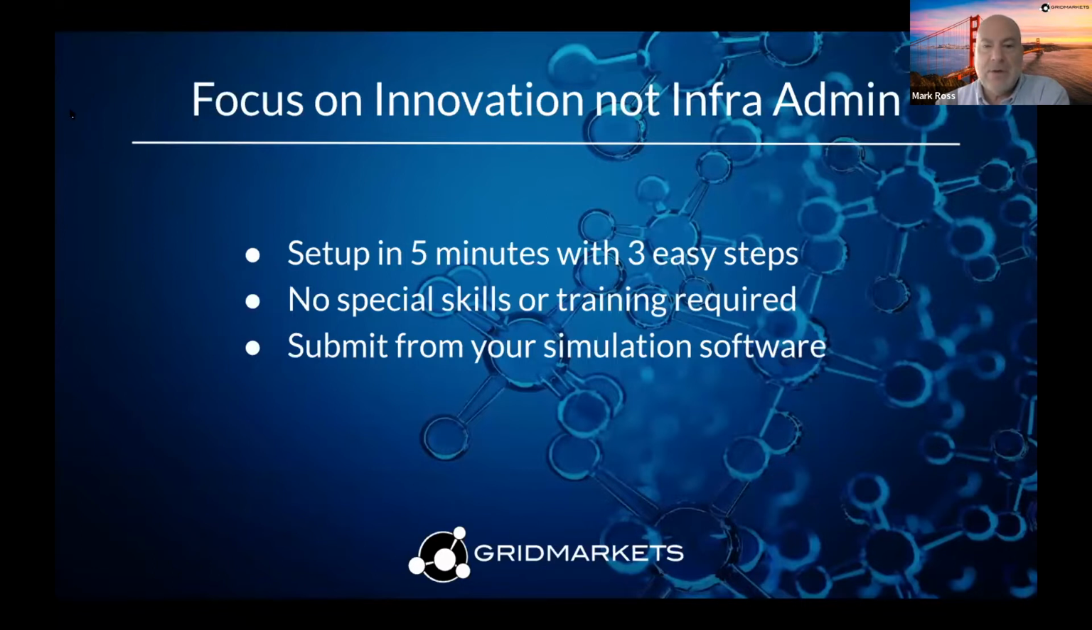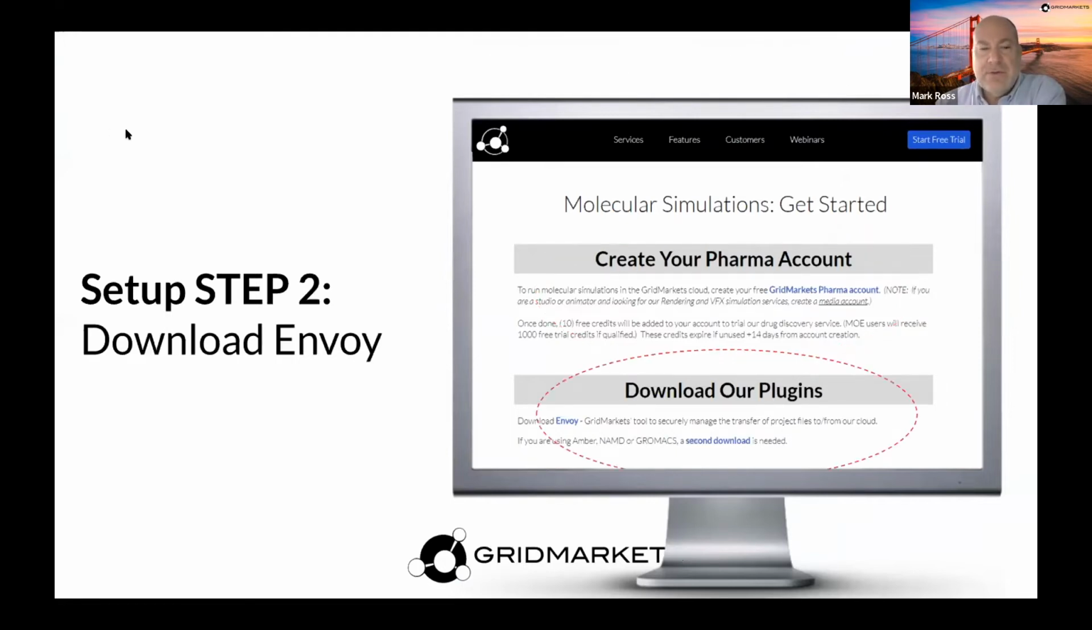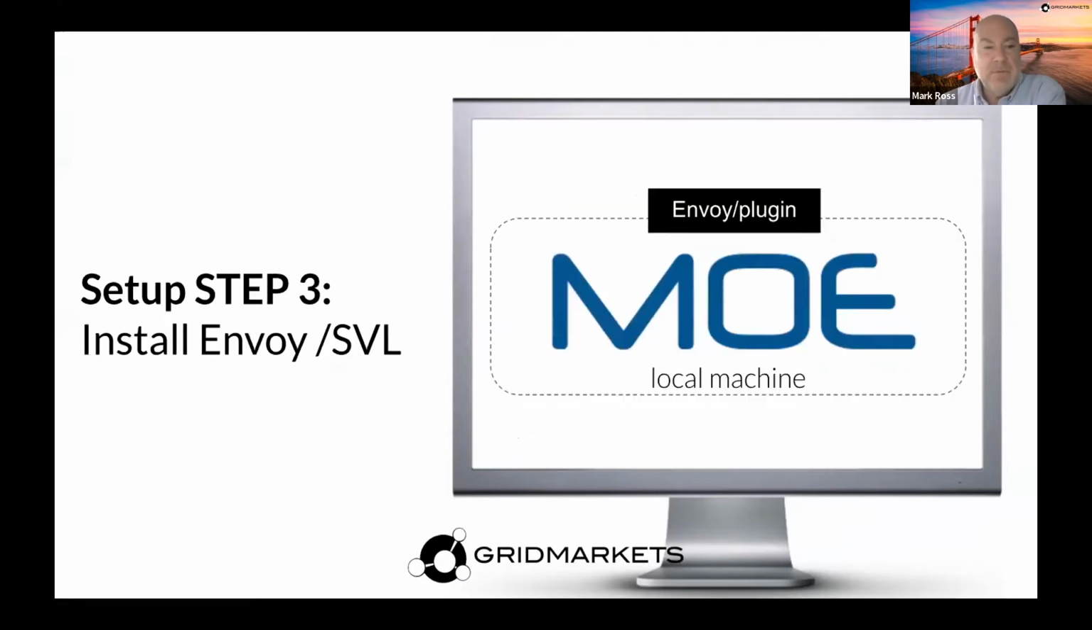So let's see how the setup works. Again, it's 3 steps. The first step is to go to our website, which is pharmagridmarkets.com at the top there, and you create your account. After you create your account, you download a tool called Envoy, which I'll explain what that does in a moment, and you install that. And you're done with the setup after you've installed Envoy. And now you're ready to submit. So literally, as I said, a couple minutes to get to this point.